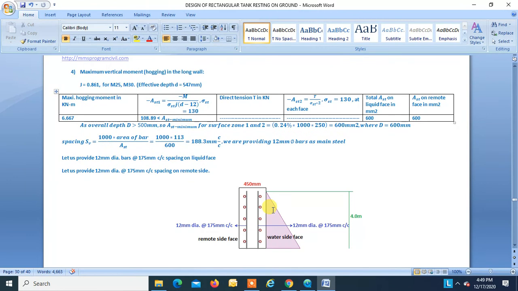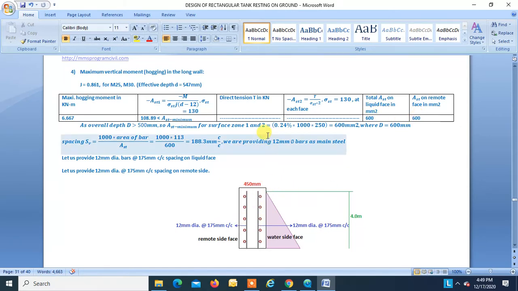Now maximum vertical moment hogging. So as this is hogging, tension will be on the water face. This is going to be your main steel, this is going to be your distribution steel. The moment maximum is 6.667. Required steel is 8108, which is less than 600, so provide 600 minimum on both the faces.